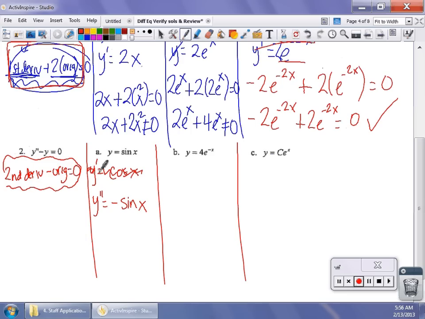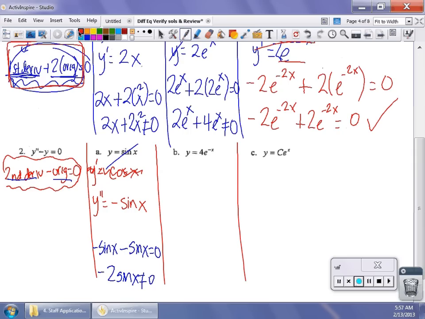All right, I'm going to come back up here to my equation, which says take the second derivative and subtract the original. So the second derivative in this case is negative sine x. It said subtract the original, sine x. Is that equal to 0? Well, negative sine x minus sine x is negative 2 sine x, which is not equal to 0. This is not a solution to the differential equation.